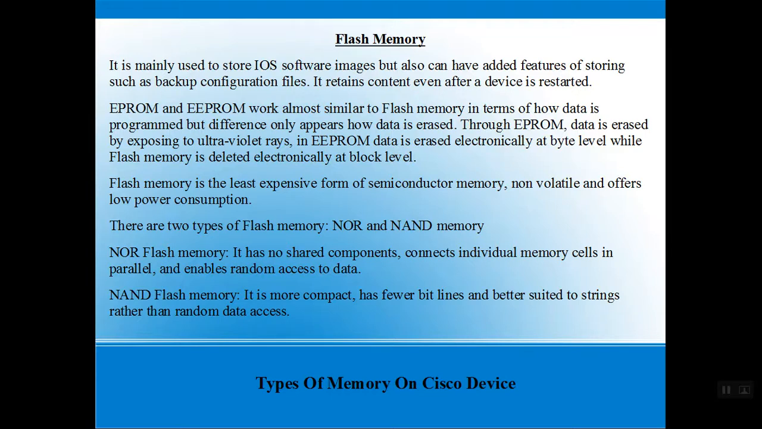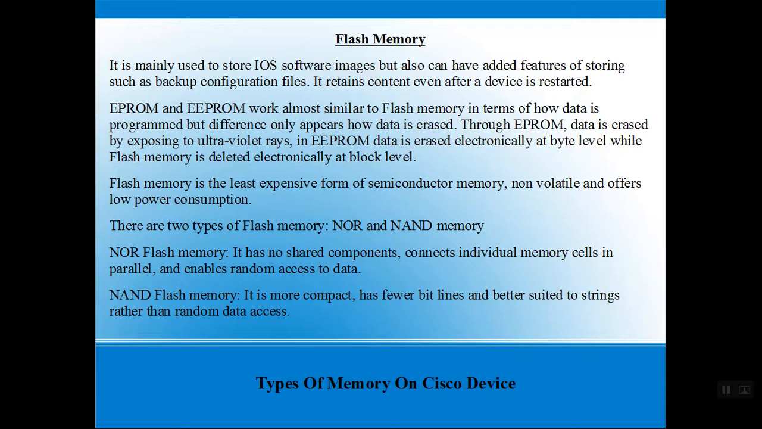Flash memory. Flash memory is mainly used to store iOS software images, but can also have added features of storing such as backup configuration files. It retains content even after a device is restarted. EPROM and EEPROM work almost similar to flash memory in terms of how data is programmed, but the difference only appears in how data is erased. In EPROM, data is erased by exposing it to ultraviolet rays. In EEPROM, data is erased electronically at byte level, while flash memory is erased electronically at block level.